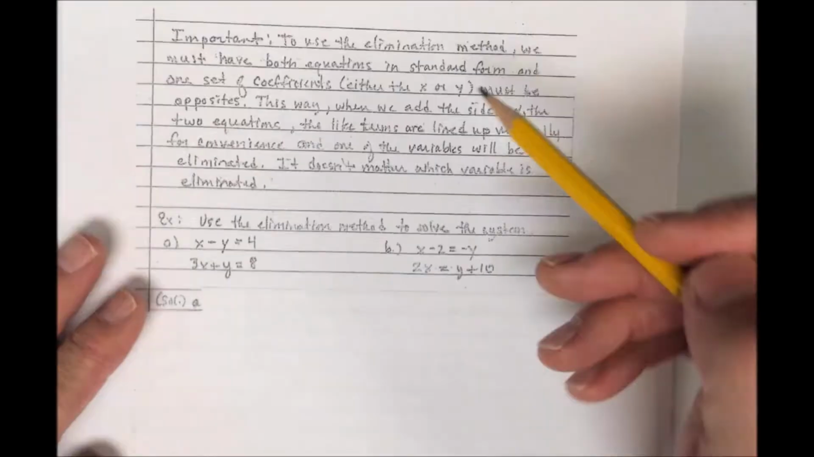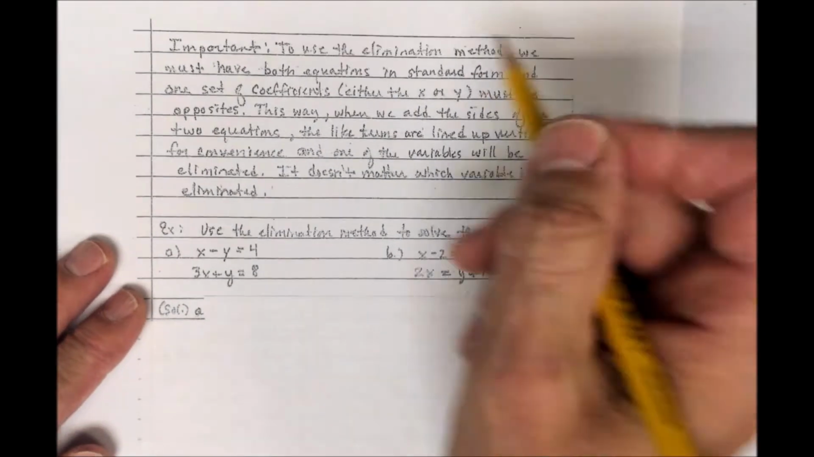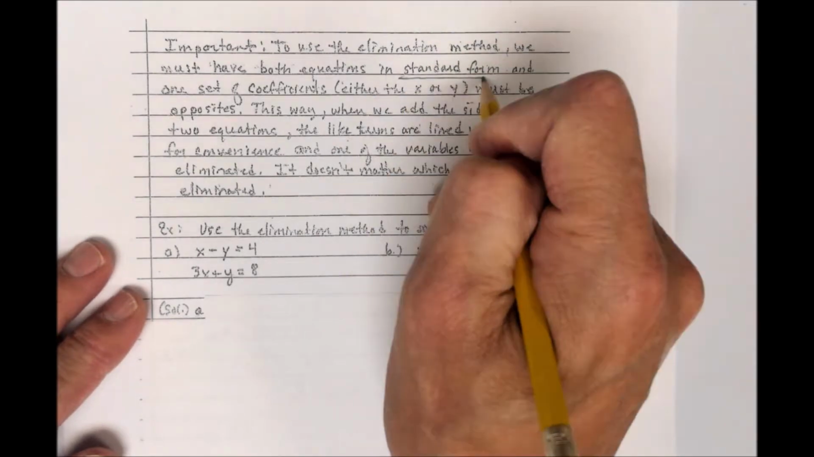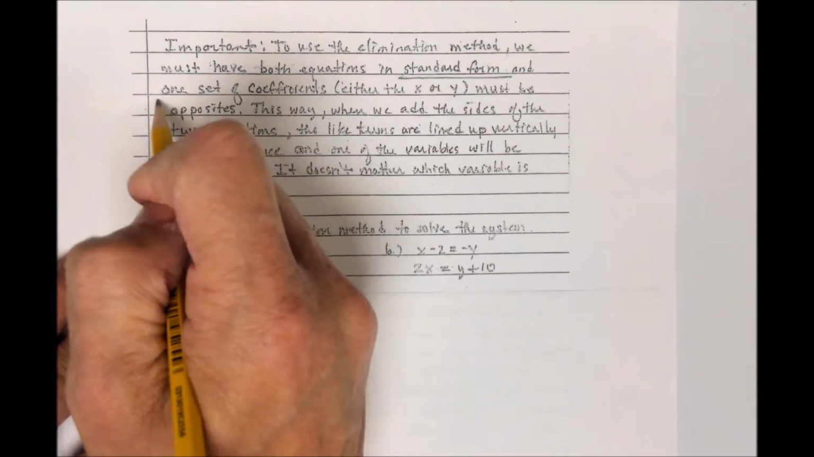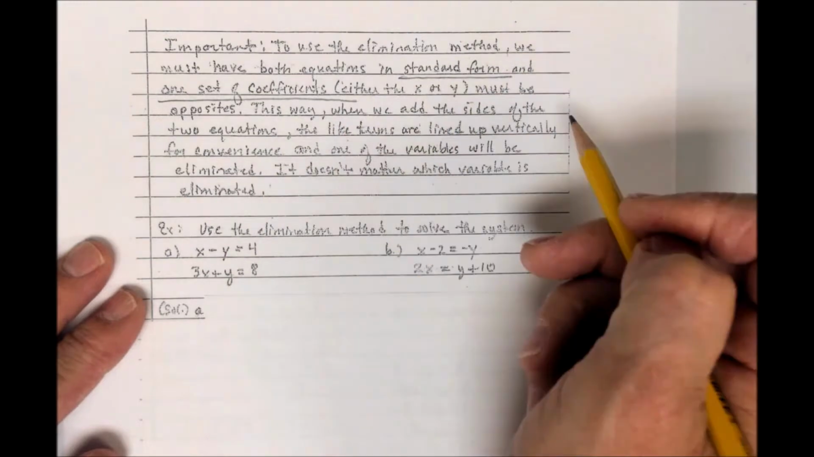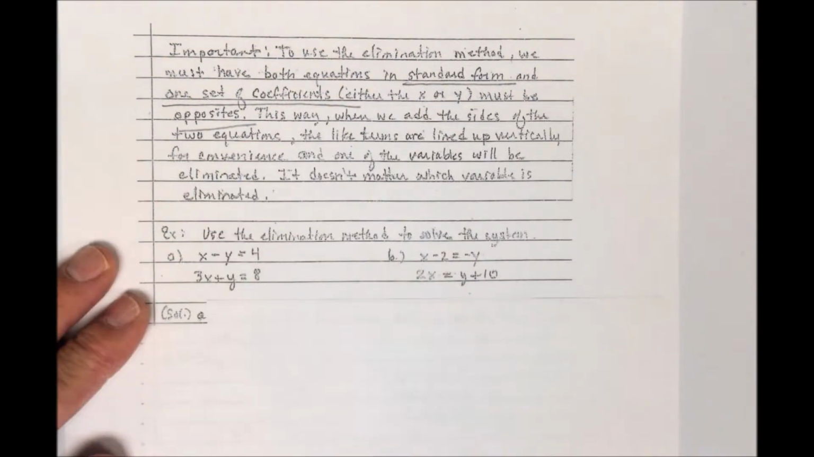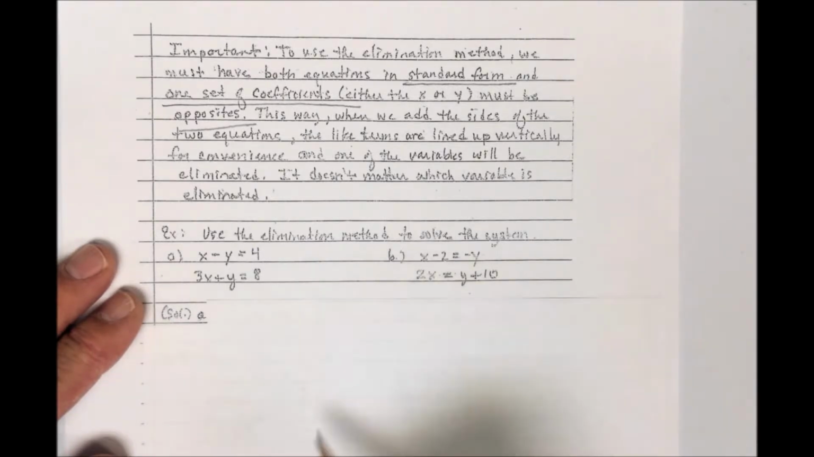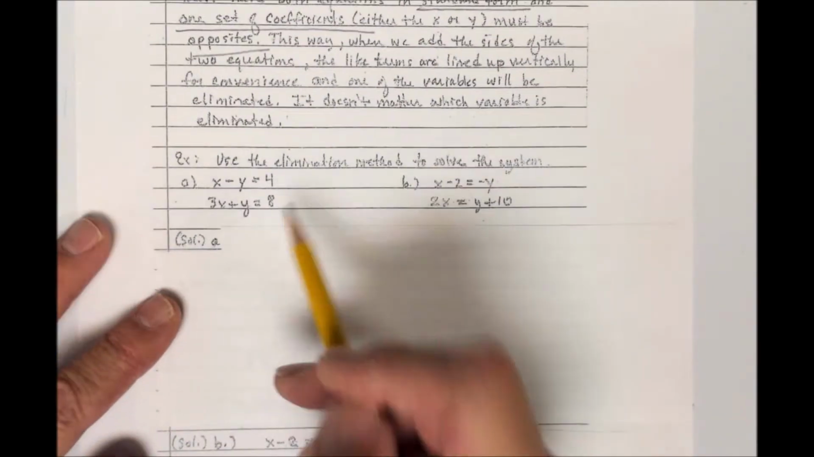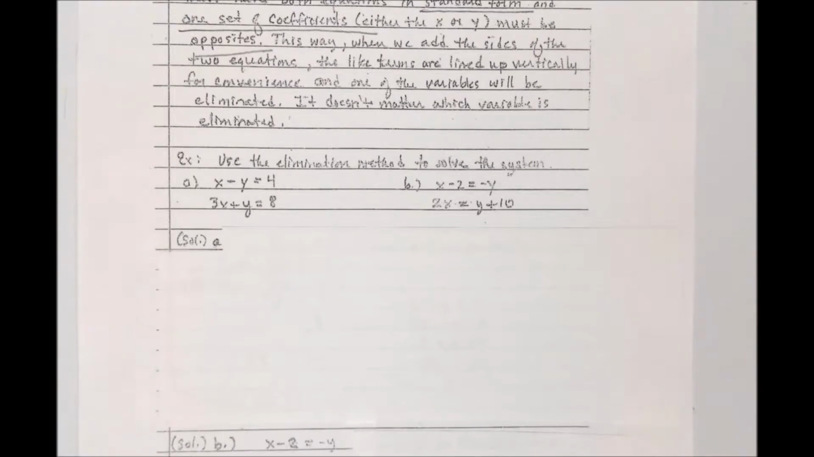So when we use the elimination method, remember, it must be in standard form, and we want one set of coefficients, it doesn't matter if it's the x's or the y's, to have opposite coefficients. Now, sometimes it's all set up for us, and sometimes it's not. So you can see, I've got a couple of examples here. In this next example, this one is all set up for part A.